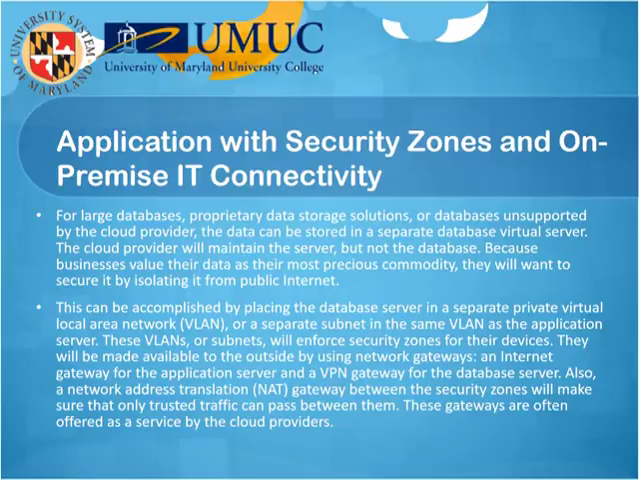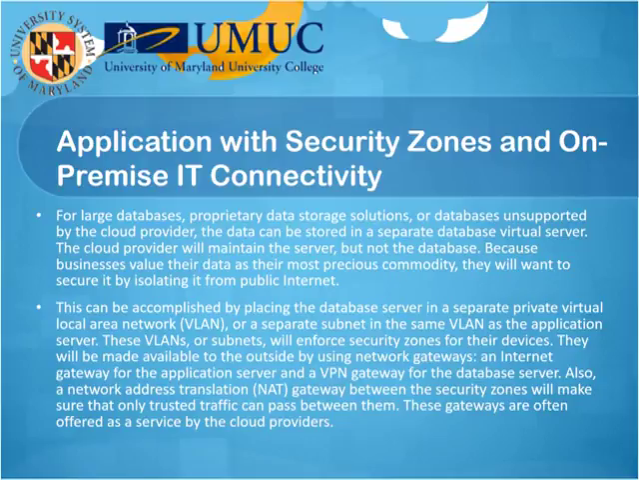Because businesses value their data as their most precious commodity, they will want to secure it by isolating it from the public internet. This can be accomplished by placing the database server in a separate private VLAN or a separate subnet in the same VLAN as the application server. These VLANs or subnets will enforce security zones for their devices.